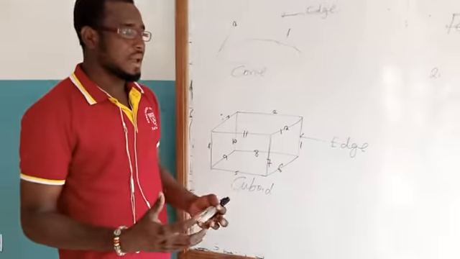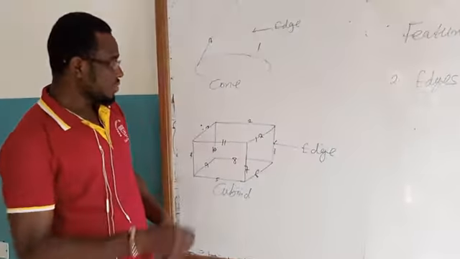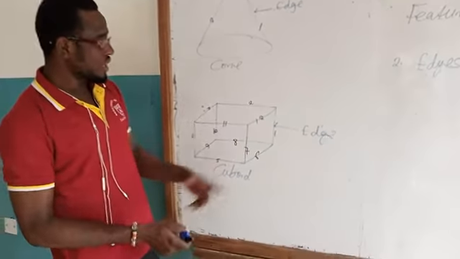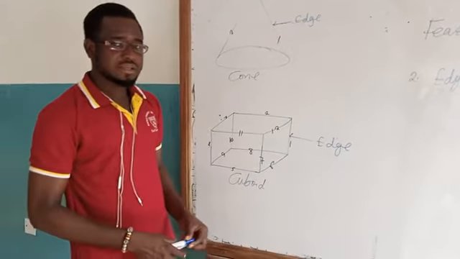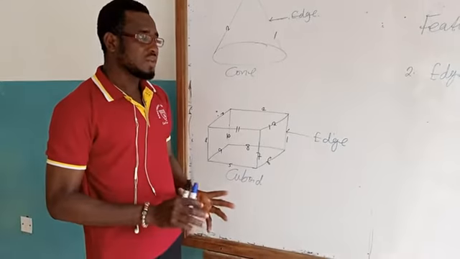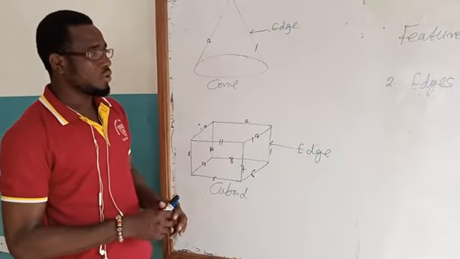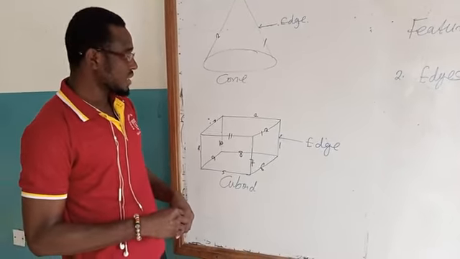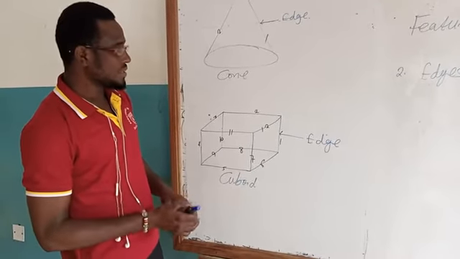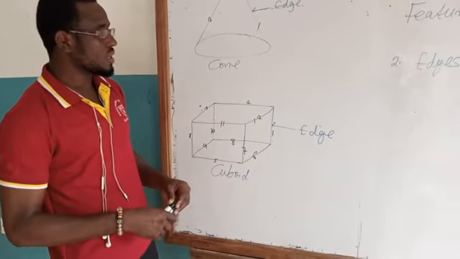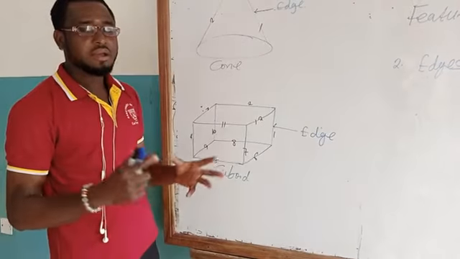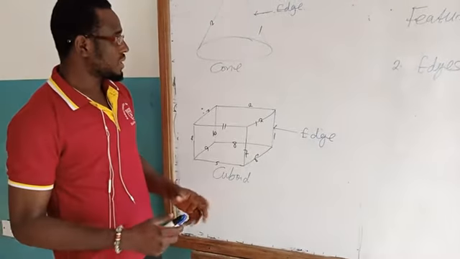If you pick a box in your home and you begin to count the number of edges, you realize that you will have 12 edges in all. So that is very important. Every object that you have at home, which has a 3D shape, has a number of edges. So you should be able to count all the edges and record it appropriately.